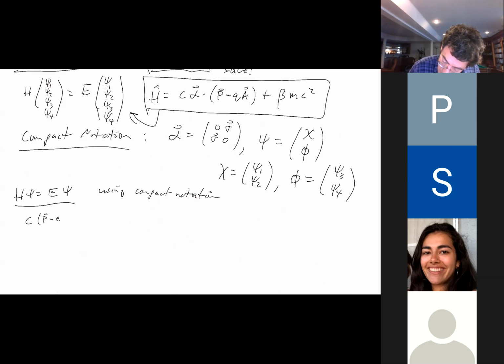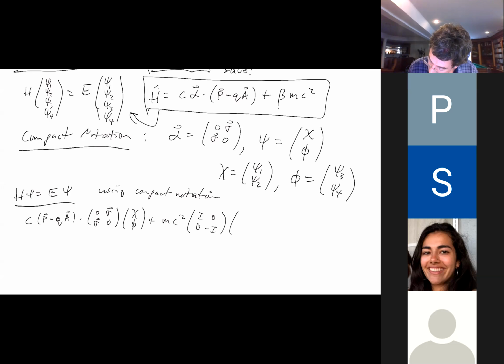C times P minus QA dot 0 sigma, sigma 0, acting on chi phi, plus mc squared times I 0, 0 minus I, acting on chi phi, is equal to E chi phi. Okay, so that's the Dirac equation.